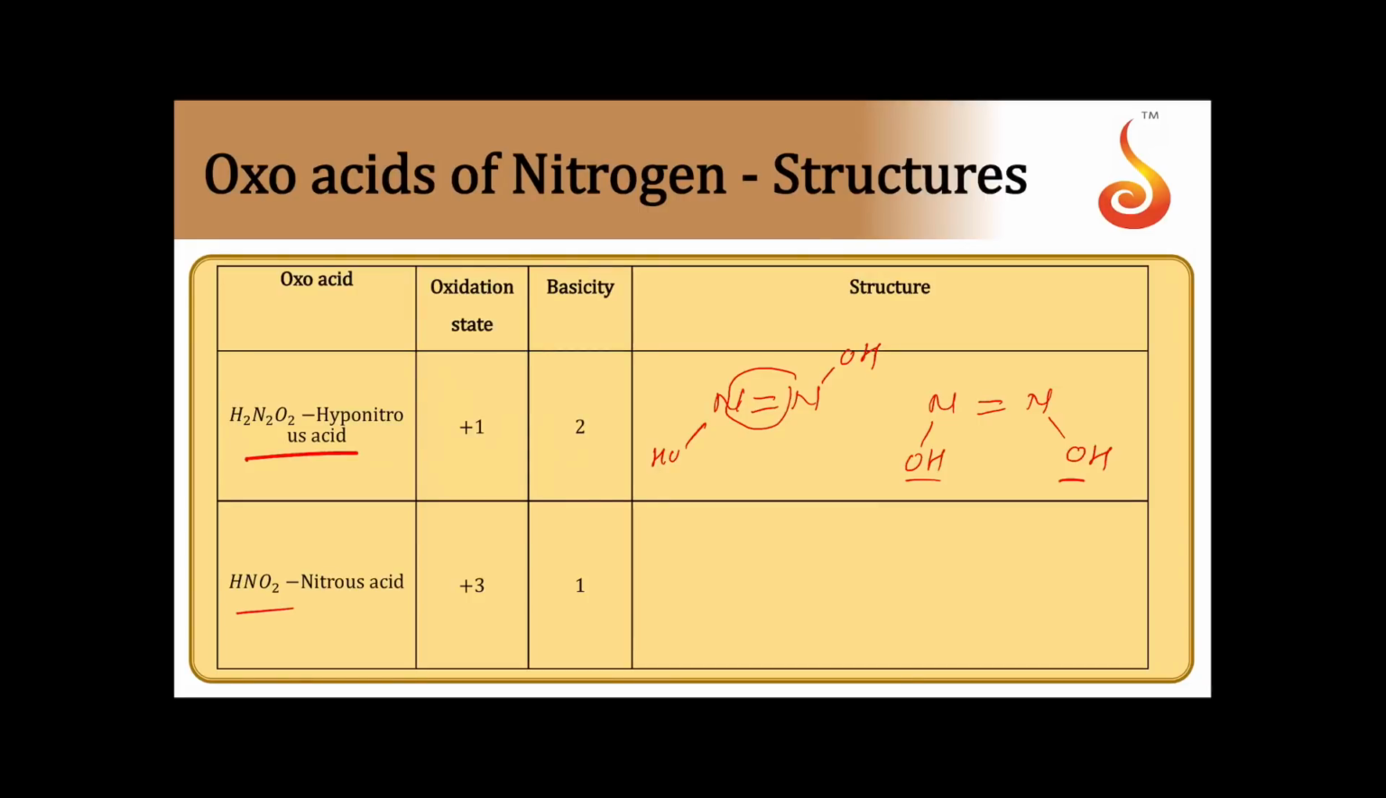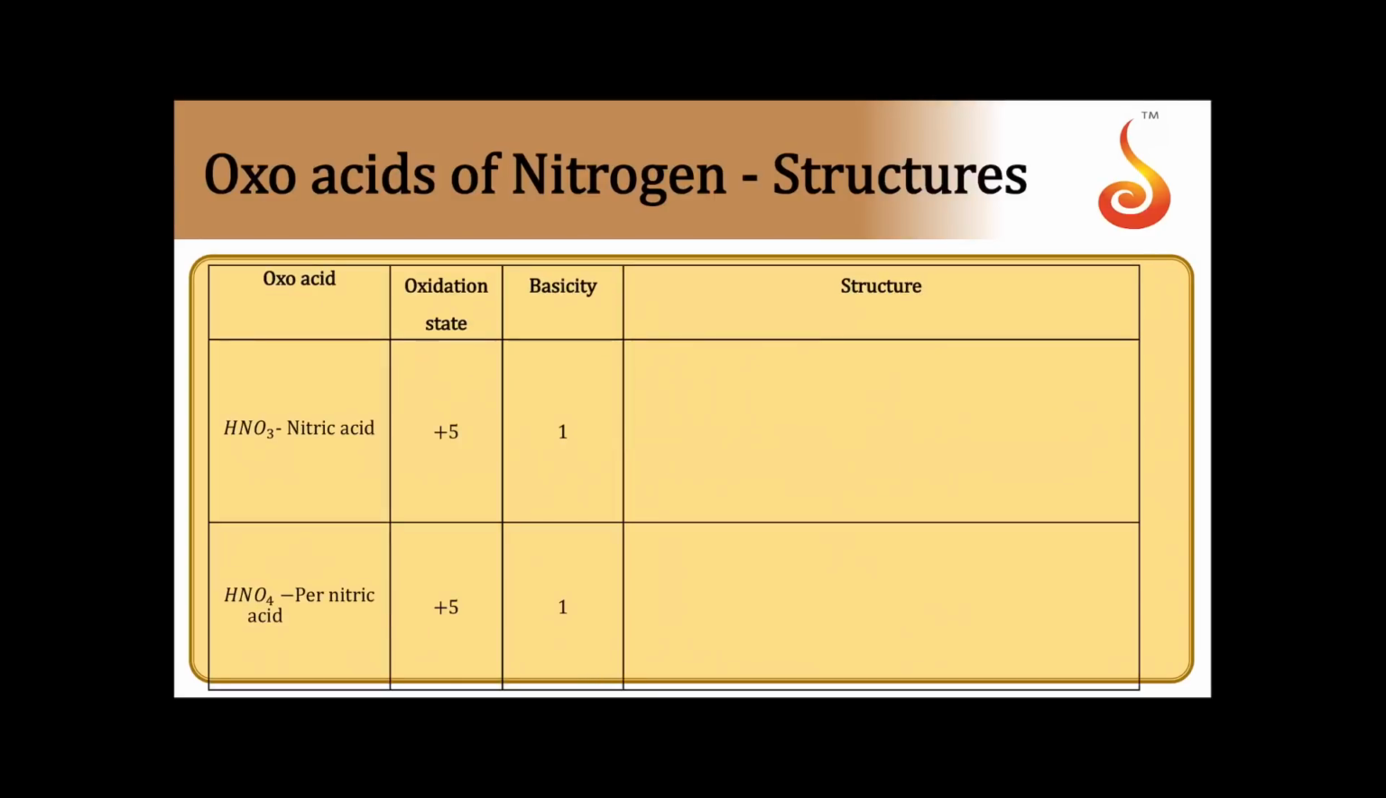HNO2, nitrous acid. So let us follow the general principle. There should be one OH group, one doubly bonded oxygen atom. So nitrogen, we have one OH group here and there should be one doubly bonded oxygen atom present. That implies nitrogen has another lone pair which is present here now. So this is going to be the structure of HNO2. The next one now. It is monobasic because of only one OH group.